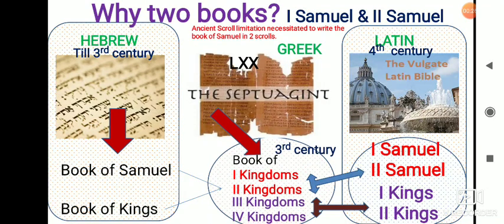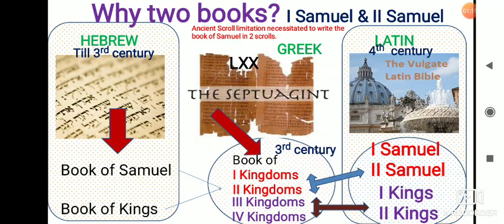The division into two separate books probably occurred when this book of Samuel was translated into Greek by the Septuagint translators in the 3rd century, because it was necessary to put the book on two scrolls instead of one to fit the limitations of ancient scrolls. After the split, they named the book of Samuel as 1st Kingdoms and 2nd Kingdoms, and the book of Kings as 3rd Kingdoms and 4th Kingdoms, since the four books were a continuous history of the kingdom from its foundation to its fall.